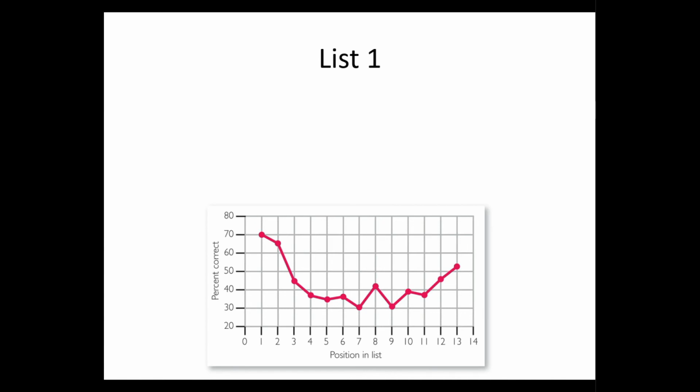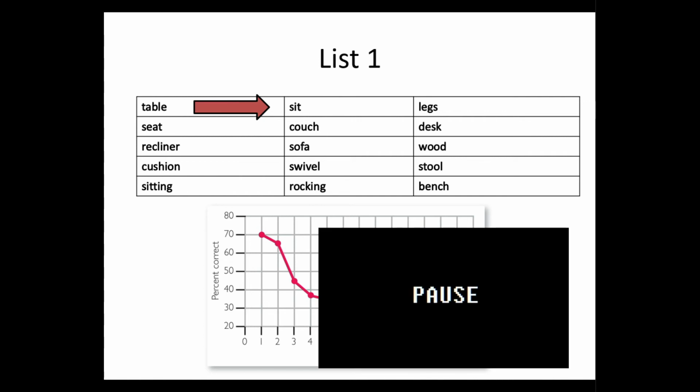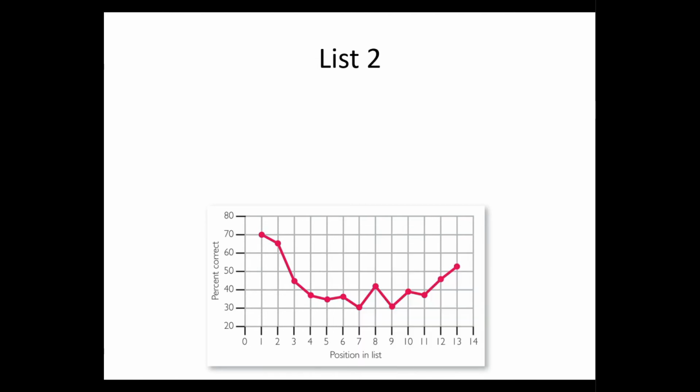Did you observe these effects for List 1 and List 2 in the Deese-Roediger-McDermott task? In other words, did you recall the first few words and the last few words? I don't know if any of these words are novel enough to provide a von Restorff effect. The red arrow is just there to tell you the order in which words were read. So table, sit, legs, seat were the first 4. And how about for list 2?